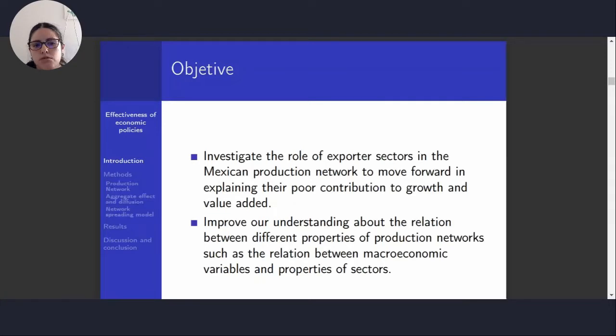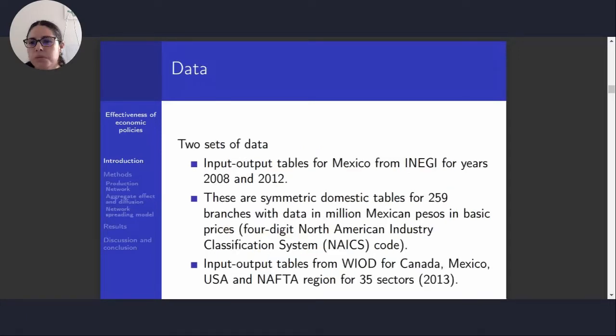So to address these two points, I use input-output data. That's why I told you this network analysis is closely linked to input and output. So I use input and output data, but I have two sources of data because I am going to study this Mexican economy, this network, from two scales of analysis. This is a bit problematic because both scales are using data with two different classification of sectors. So that's problematic when trying to compare.